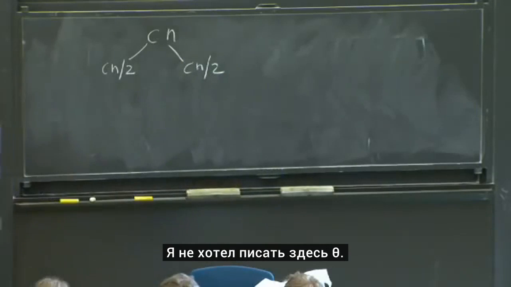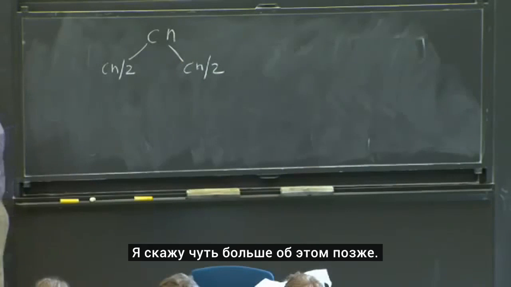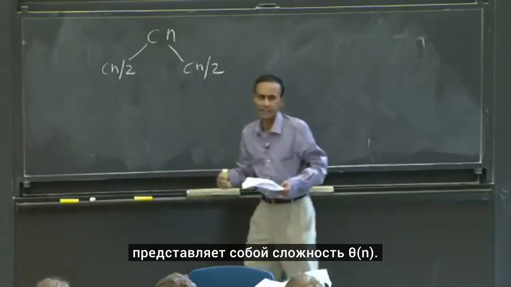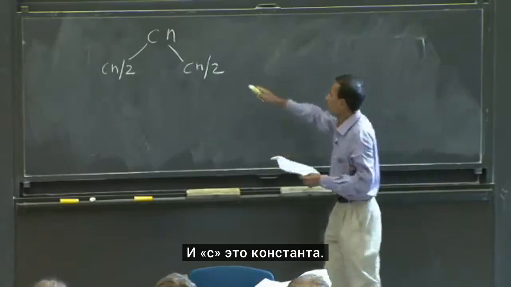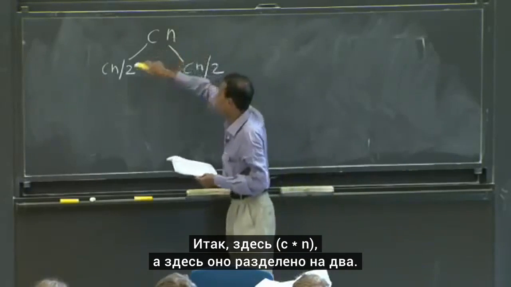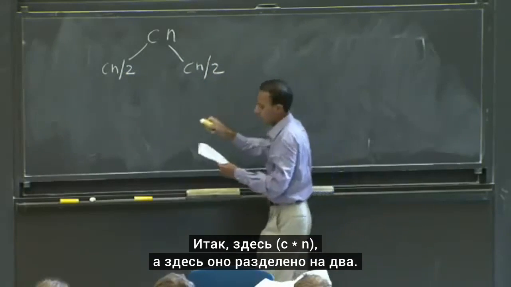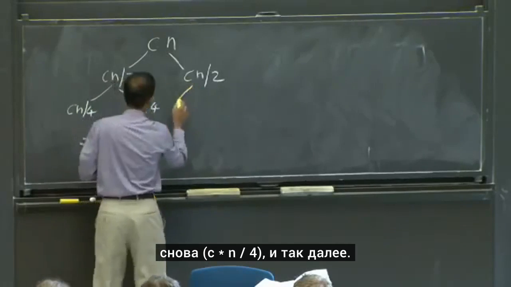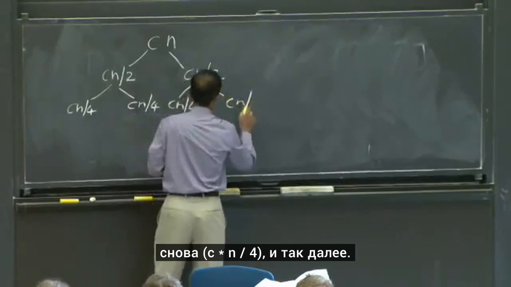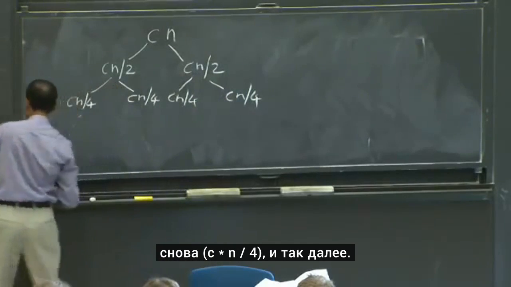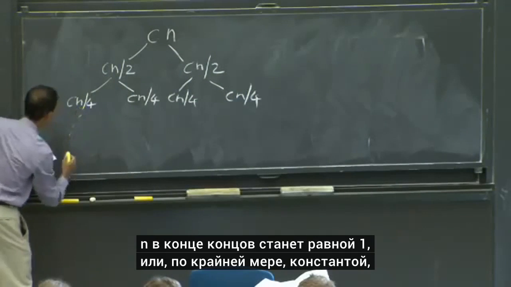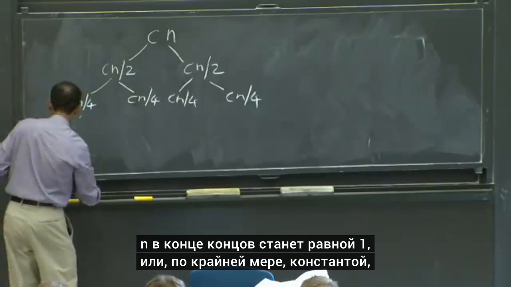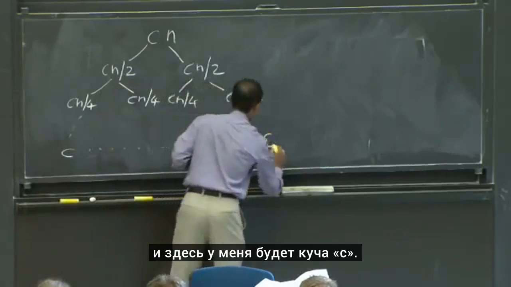It just represents, I don't want to write thetas up here. You could. And I'll say a little bit more about that later. But think of this Cn as representing the theta n complexity. And C is this constant. So C times n here, C times n over 2 here. And then when I keep going, I have C times n over 4, C times n over 4, and so on and so forth. And when I come down all the way here, n is eventually going to become 1, or essentially a constant. And I'm going to have a bunch of C's here.